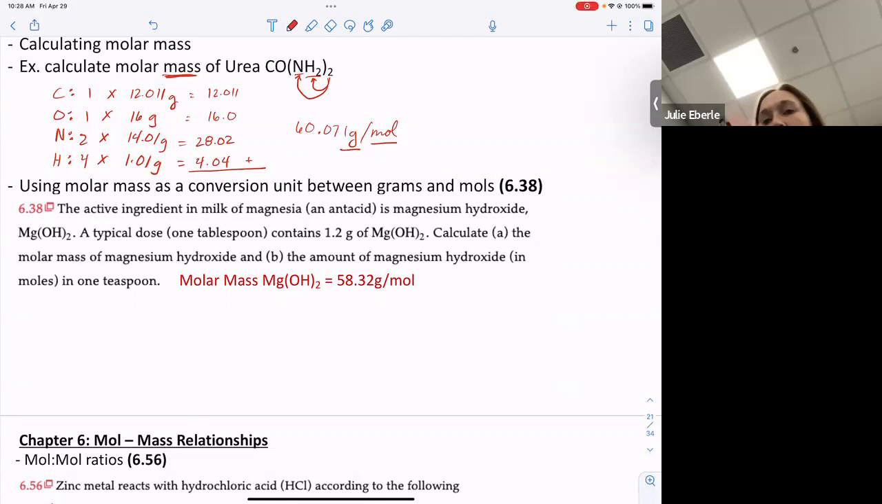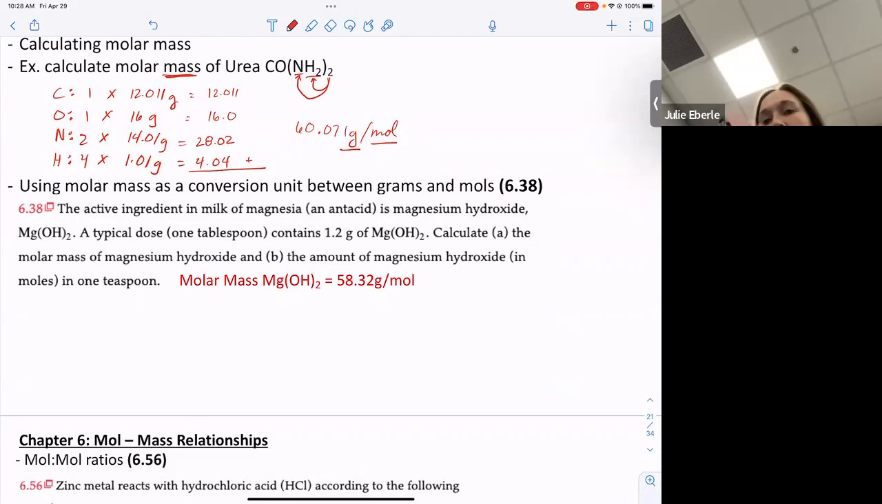There's 2 parts to this problem. A says calculate the molar mass of magnesium hydroxide. And then B. I actually already did part A for you right here. Okay, 58.32 grams per mole. So we're just going to do part B. It says calculate the amount of magnesium hydroxide in moles that's in 1 teaspoon.